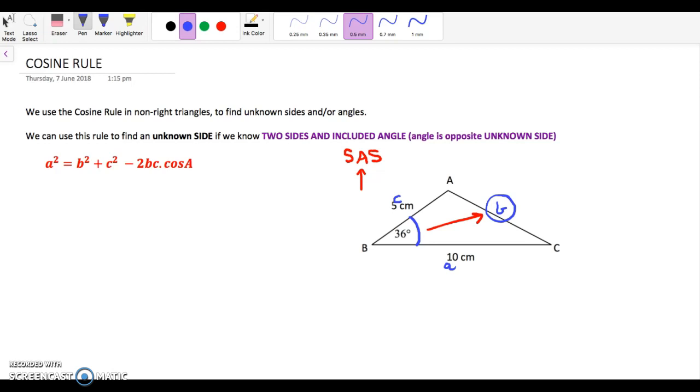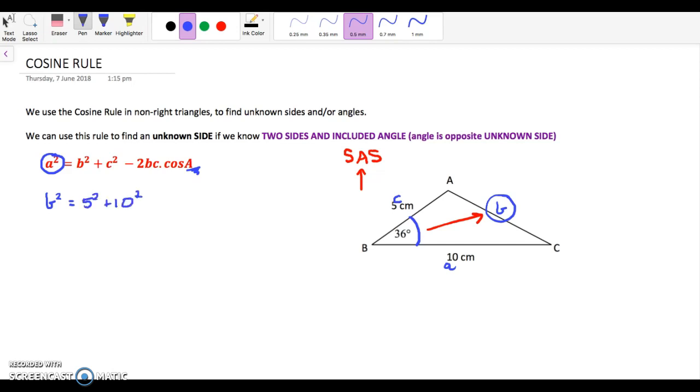It says a squared, a side squared, should be equal to the other two sides squared and added, subtract 2 times b times c, the two sides, times the cosine of the angle. So we can see here, if I want to find side a, I must know angle A. So for our situation, we want to find side b. So we're going to say b squared equals the other two sides squared and added. So that's 5 squared plus 10 squared.